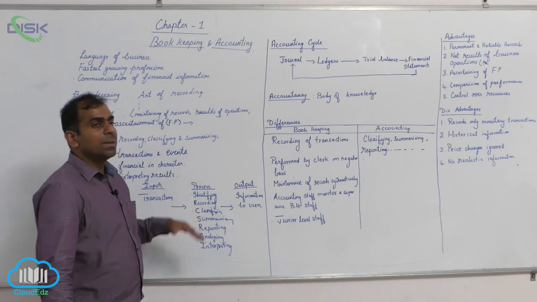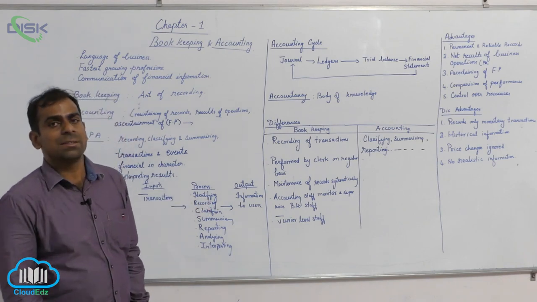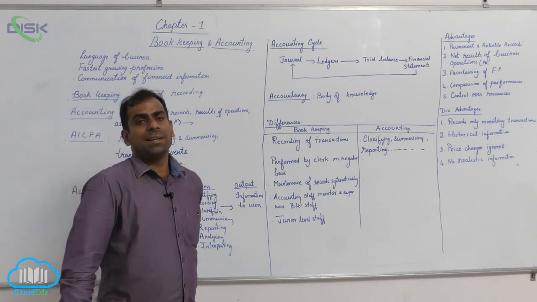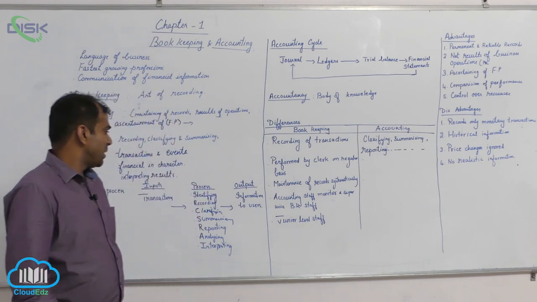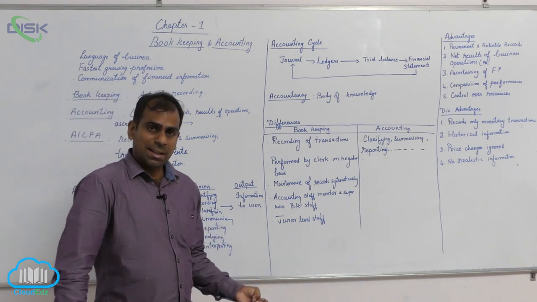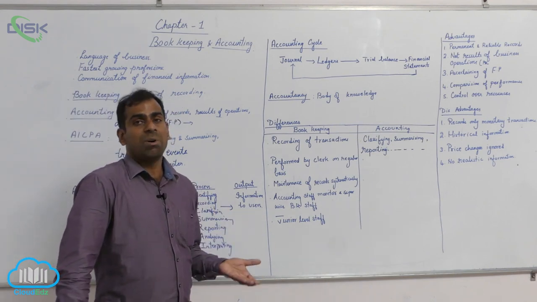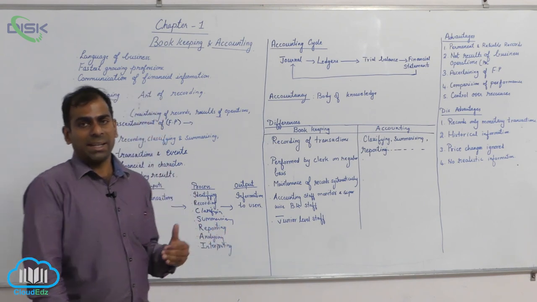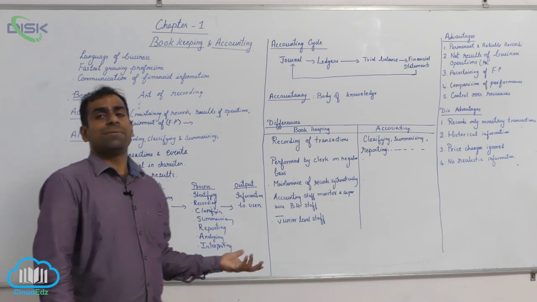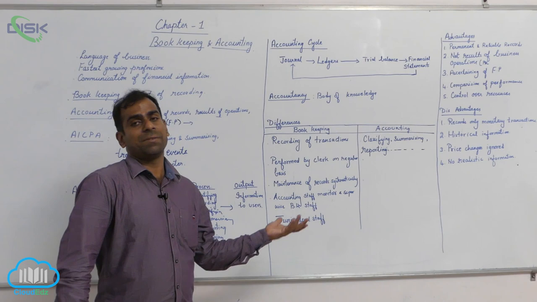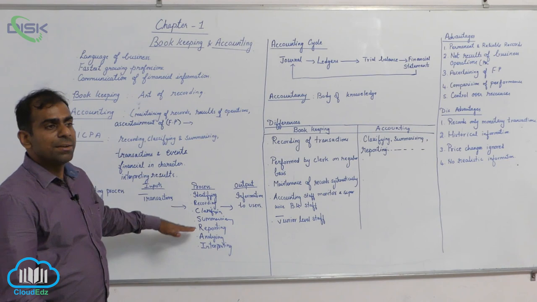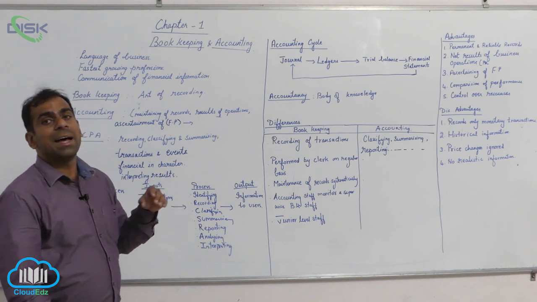Now recording. Recording of accounting transactions is usually done in what we call a journal. You will be learning that later. Recording means that after you have identified the transaction as a business transaction, the items involved in it, in terms of money, are suitably recorded in particular formats, in terms of what we call debit and credit. That is the function of recording. It is a basic level activity.